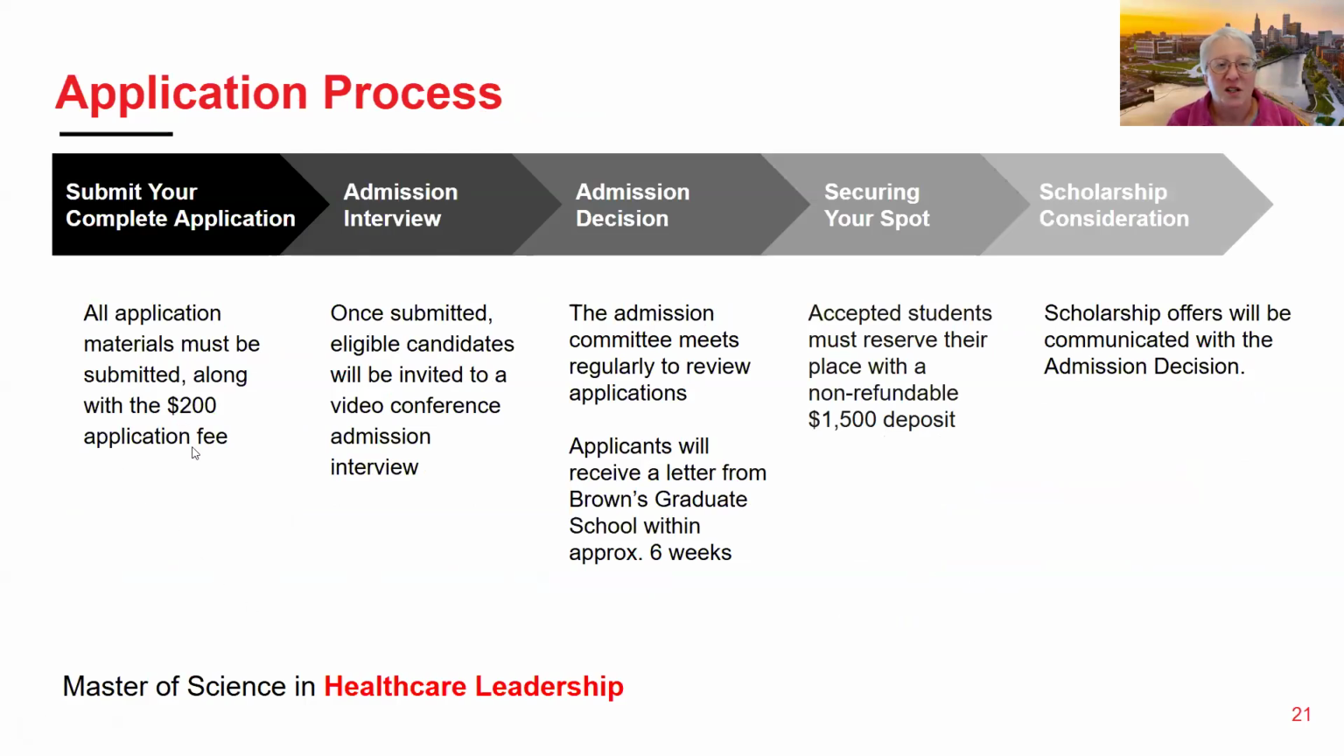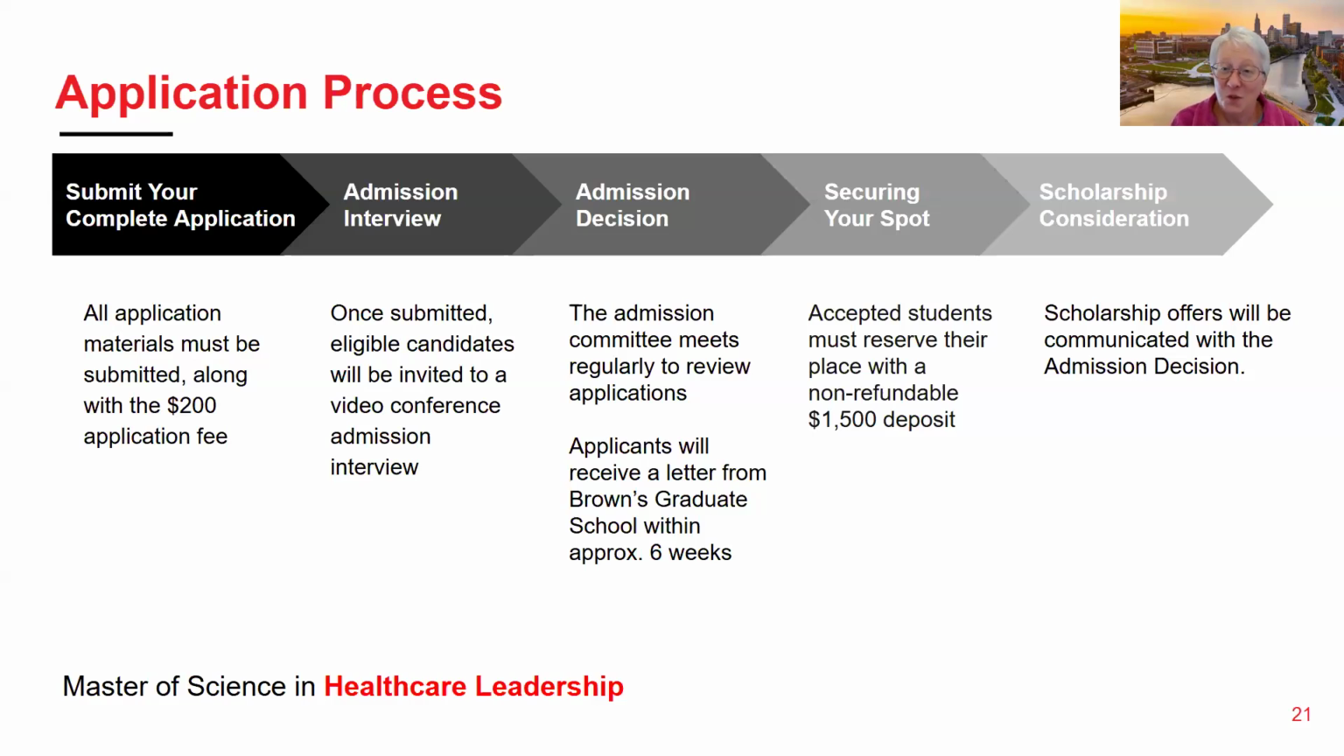Once an application is complete, it's reviewed, and eligible candidates are invited to a video admissions interview with myself and with our academic director, Dr. Rivkes. We meet regularly with the admissions committee to review those applications, and generally you receive a decision within 6 weeks. Generally much quicker than that. We use a rolling admissions process, so generally within 2 weeks you would receive your decision.